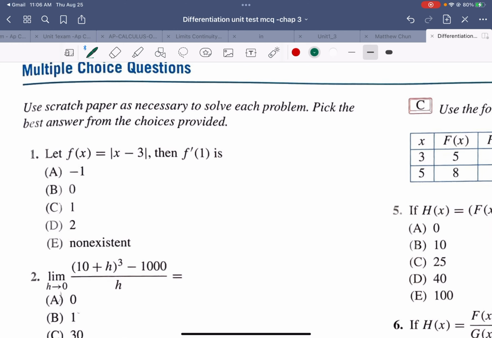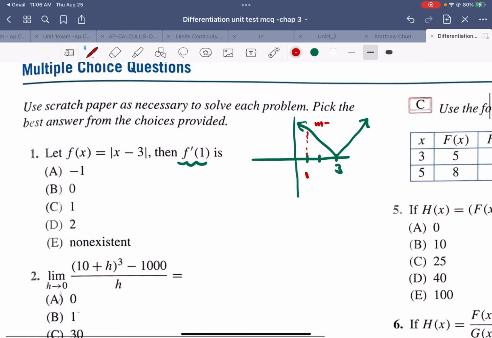Let f of x be absolute value of x minus 3, and f prime of 1 is what? So the best way to do this, if you know the function graph by hand, 1, 2, 3 right here, the graph looks like this. That's the absolute value graph. And this is the slope of the graph when x equals 1. So when x equals 1, what is the slope? The slope is -1, right? So the answer is A.